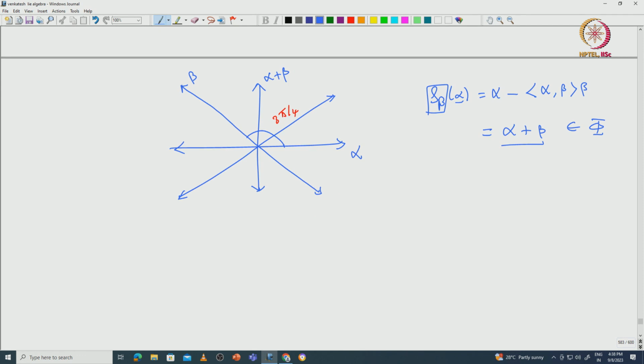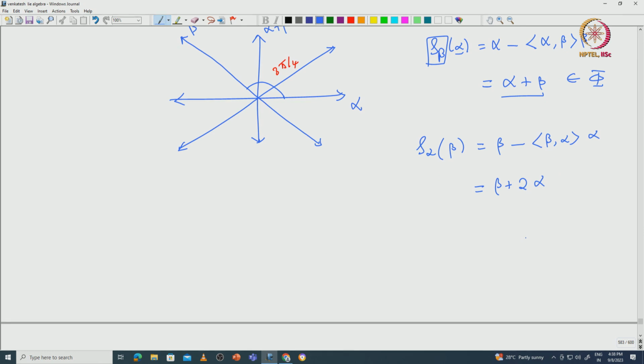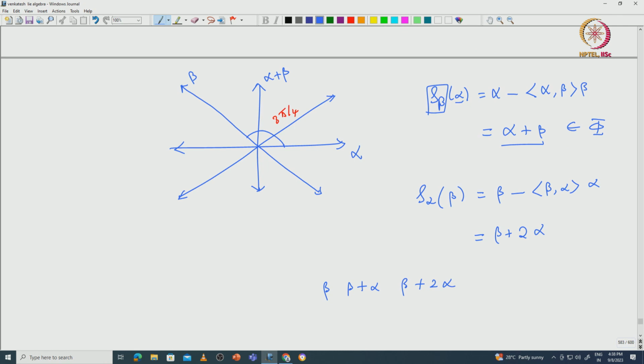So now if you use this alpha string through beta, you can see that S alpha of beta is going to give us this element beta minus the bracket beta alpha of alpha, which is going to be beta plus 2 alpha. So that means the alpha string through beta is going to be beta, beta plus alpha and then beta plus 2 alpha. Up to this is what we get. So beta minus alpha won't be there. In particular, because the angle between alpha and beta is obtuse, you can conclude that beta minus alpha cannot again be a root. For example, you can check.